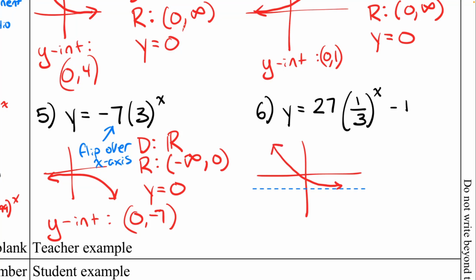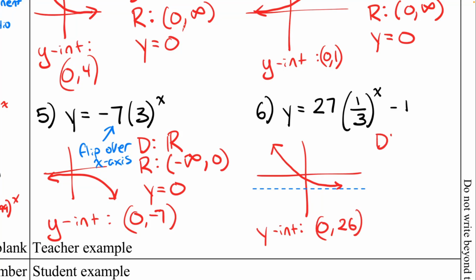All right, be careful here now. The y-intercept is not 27. The y-intercept now is negative 26. Why? Because it goes down 1. It used to be 27 until we subtracted 1. Very good. Yes, it's (0, 26).